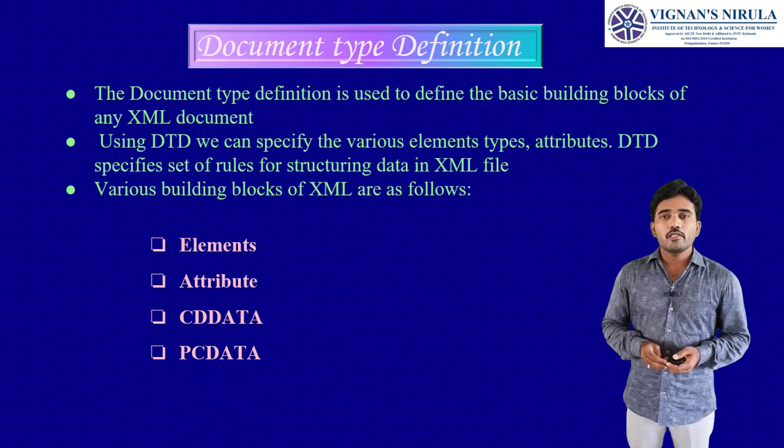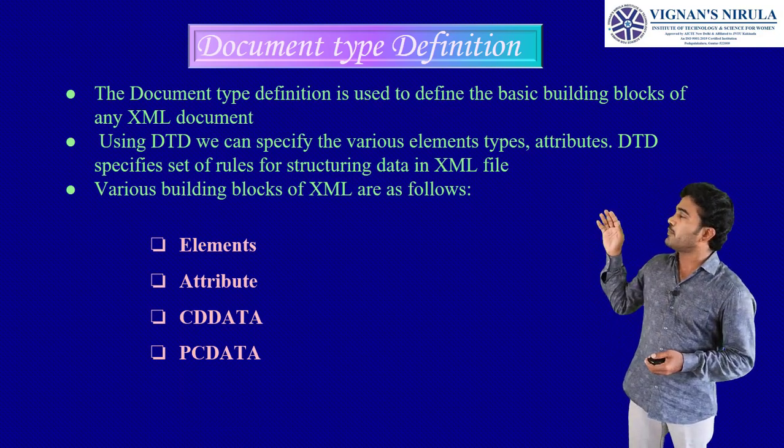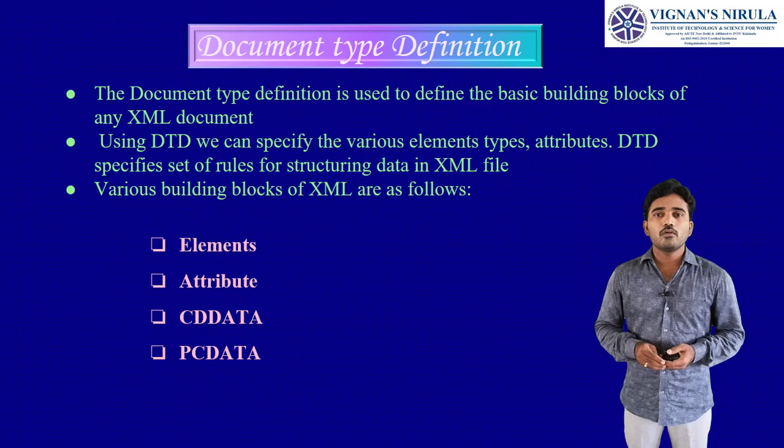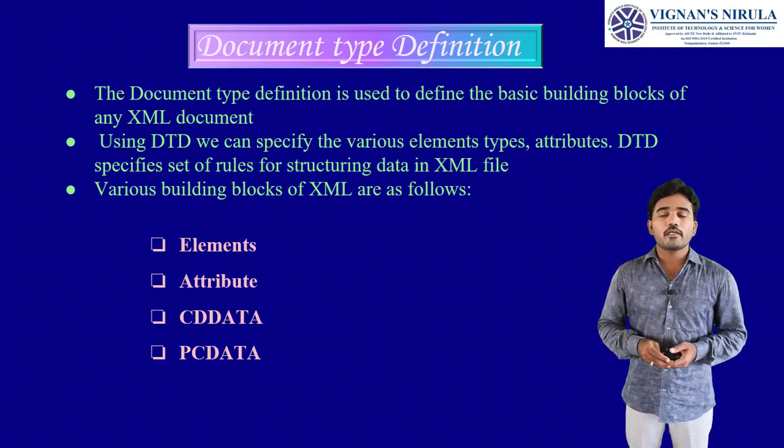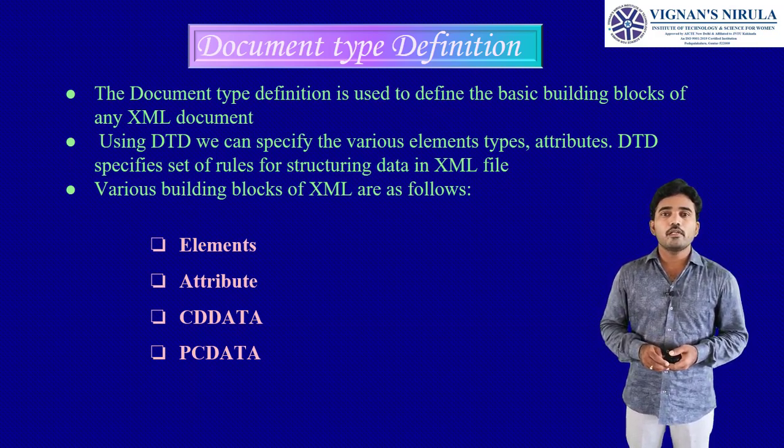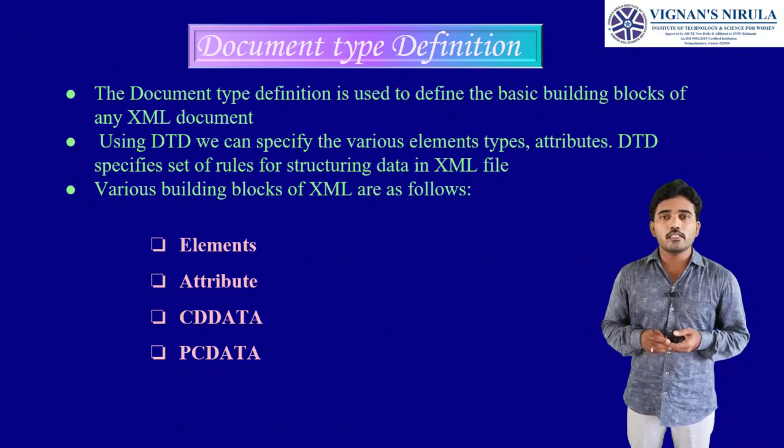Now coming to the document type definition. What about this document type definition? The document type definition is used to define the basic building blocks of an XML document. Using this document type definition, we can specify the various element types and attributes, and a DTD specifies the set of rules for structuring the data in an XML file.